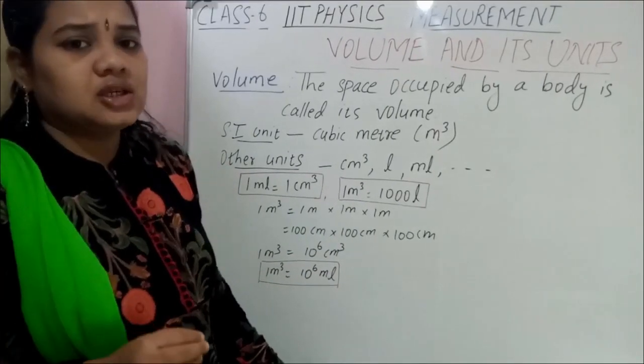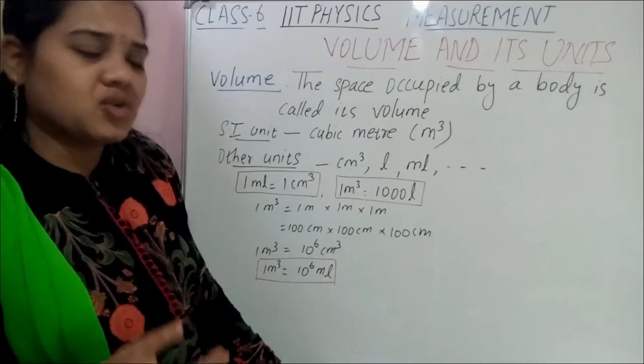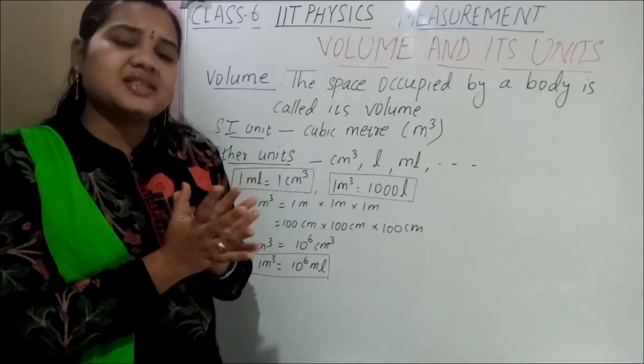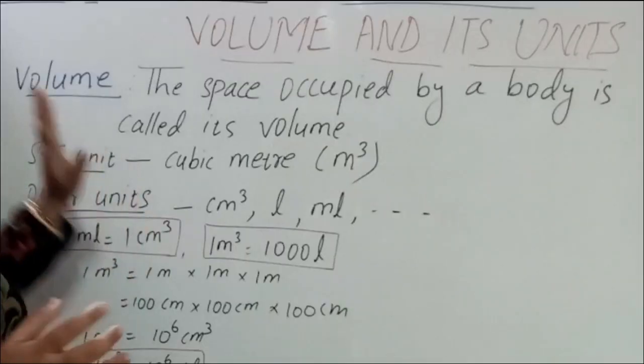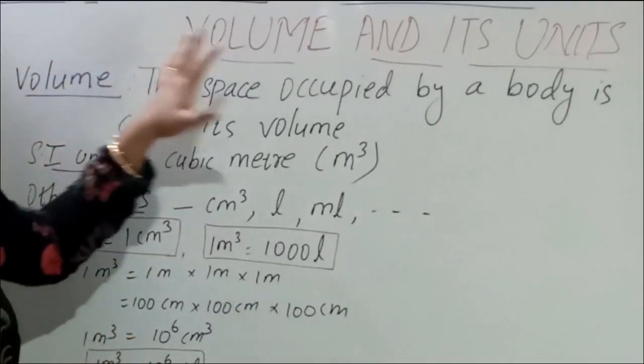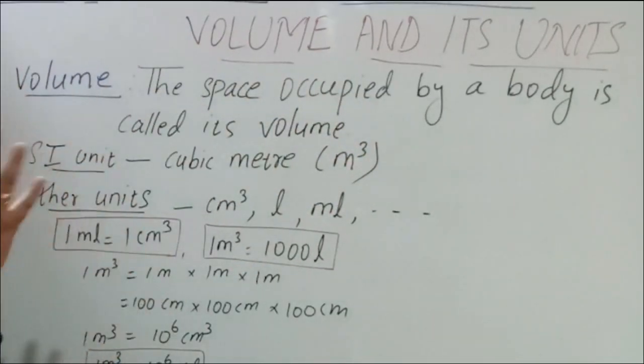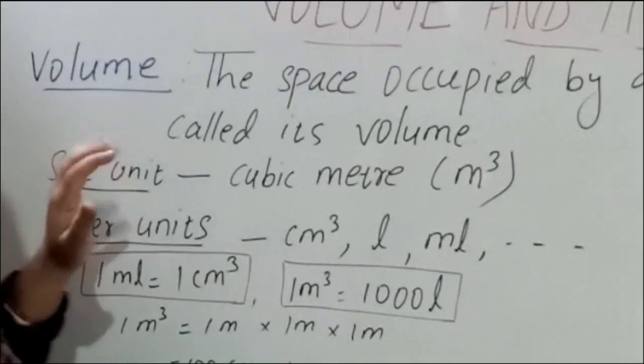So three-dimensional objects occupy some space. Wherever you keep that thing, it will occupy some space. That is called its volume. So what is volume? Volume is the space occupied by a body. The total space occupied by a body is called its volume. Okay, unit of volume is what?